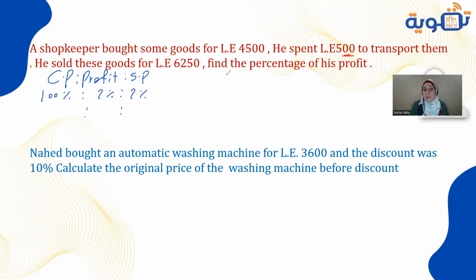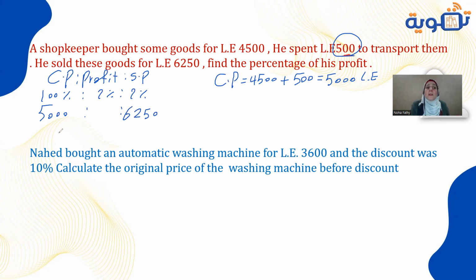But the cost price in this case is not only the amount of the buying price. Why? Because he spent 500 pounds. So I will add 500 pounds over 4,500, which gives me 5,000 LE. Now the cost price is 5,000, not 4,500, and the selling price is 6,250. What is the amount of the profit? So the amount of the profit is 6,250 minus 5,000 equals 1,250.